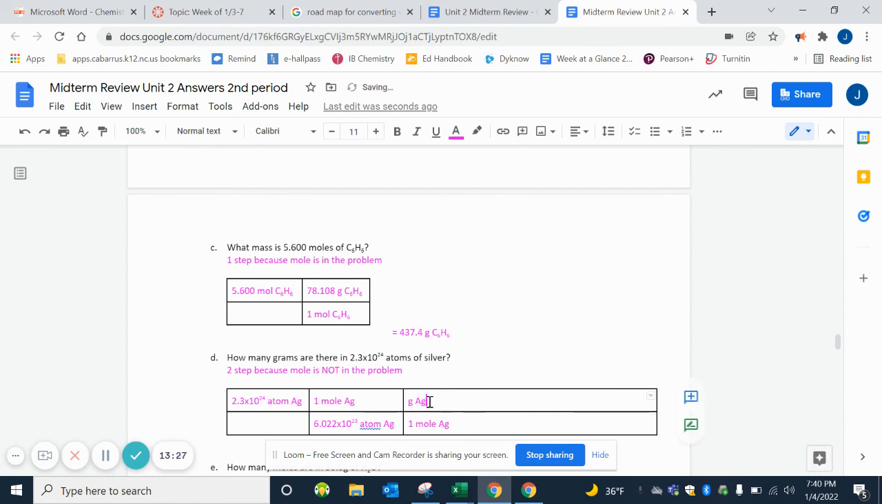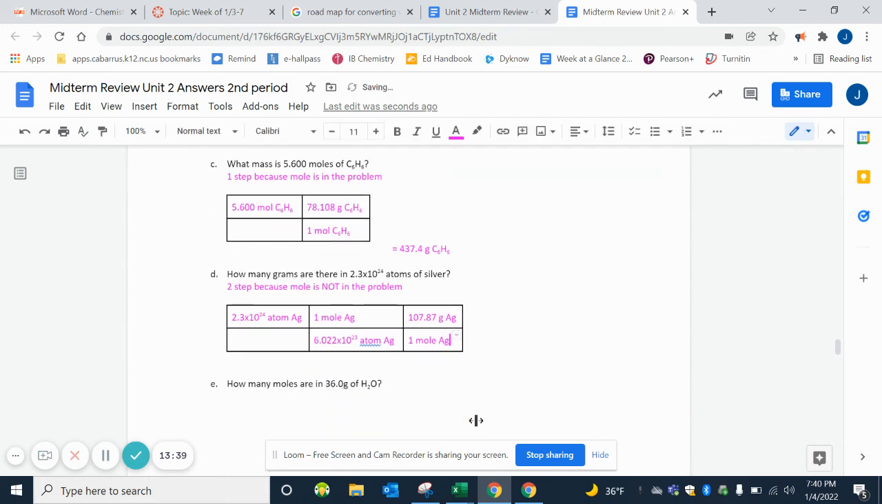Grams would be the mass of silver on the periodic table. So we look on the periodic table and the mass is 107.87. And then we can multiply and divide away. So we would say 2.3 special button 24 times 1 divided by 6.022 special button 23 times 107.87, divided by 1. We want 2 significant figures. So 411 becomes 410 grams of Ag.